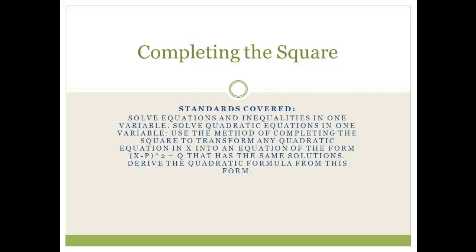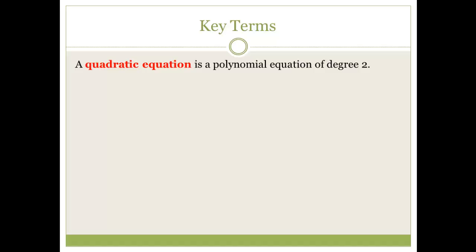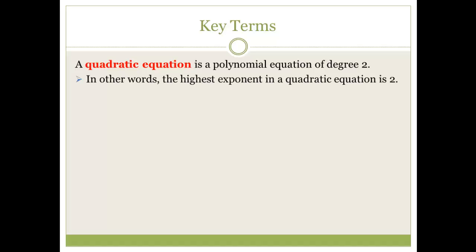Completing the square. Key terms. A quadratic equation is a polynomial equation of degree 2. In other words, the highest exponent in a quadratic equation is 2. The standard form of a quadratic equation is y equals ax squared plus bx plus c.